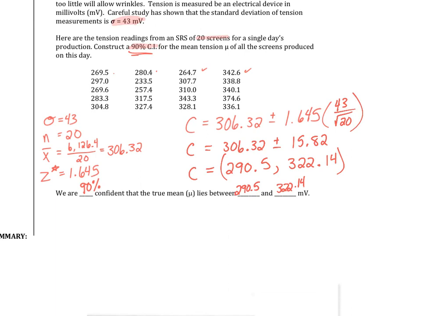Okay, because we cannot find the exact true mean, but we can find out that we're 90% sure it's between these two numbers. So we kind of narrowed it down to those numbers. Okay, and if you notice in this group of 20, some numbers are bigger than 322, some are less than 290, but we know that if we did all of these screens, if you took every single screen ever made, if you could possibly do it, you would find out that the mean is between 290.5 and 322.14 millivolts. We're 90% confident of that. We're not positive, but we're 90% sure.